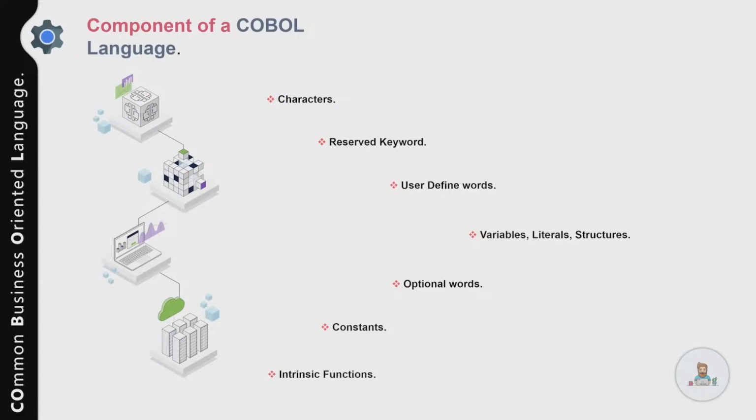So as of now, just remember that these are the different components, and in the next couple of lectures, we're going to discuss each of these components in detail. So first component is character. Second one is reserved keywords. Then you have user defined words. Apart from that, you have variables, literals, and structures. After that, you have optional keywords, constants, and intrinsic functions. And with the help of these components, you can create the business logic of the COBOL program.